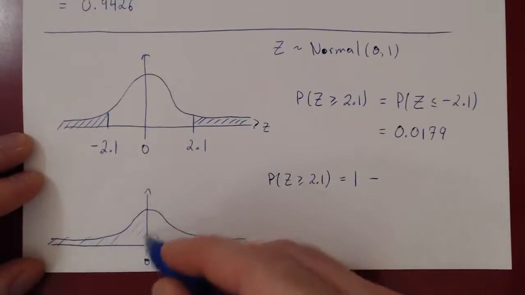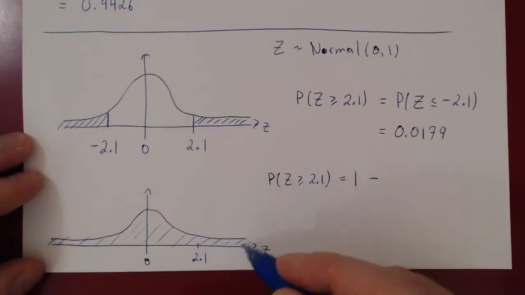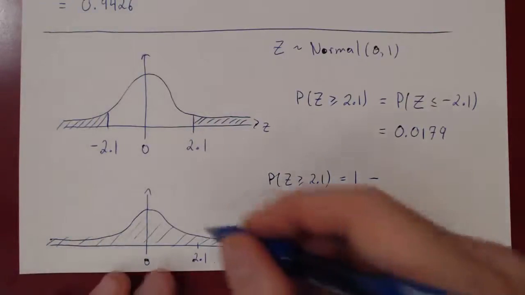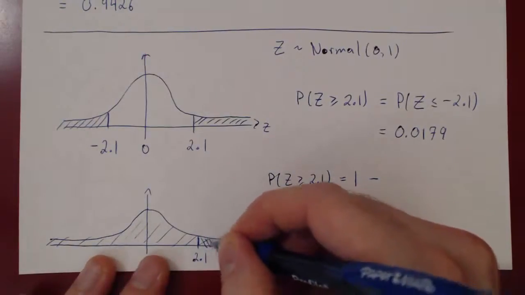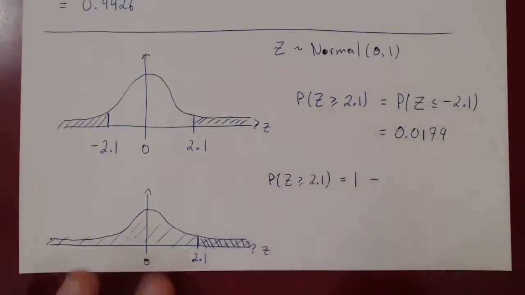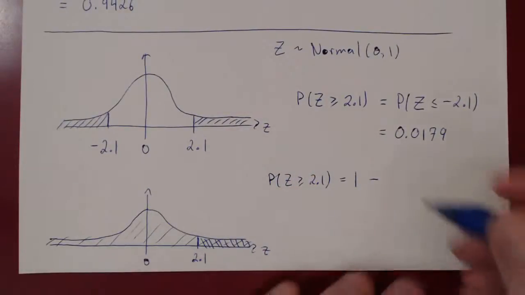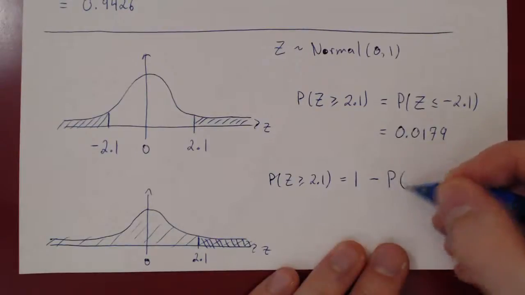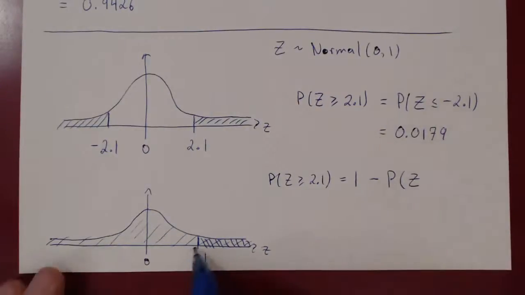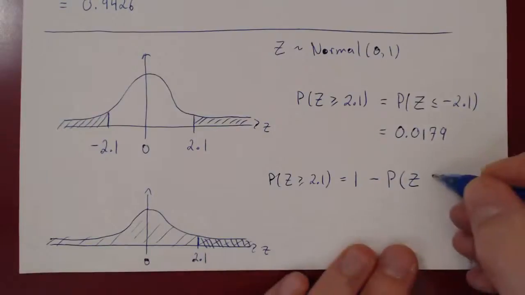So we get the entire area. But we only wanted the area of this piece, the tail end. So we have to throw away the area to the left of 2.1 because we do not want this part. So we throw away the area where Z is to the left of 2.1.